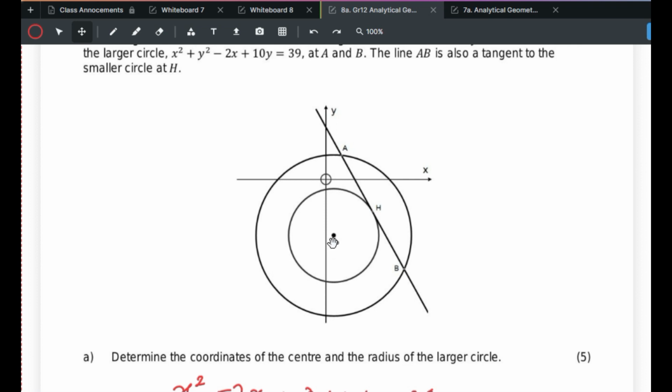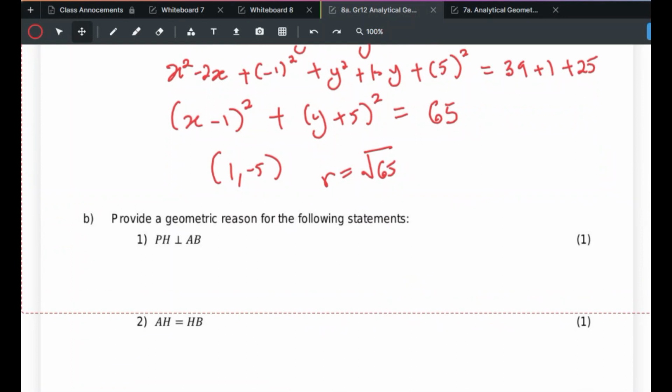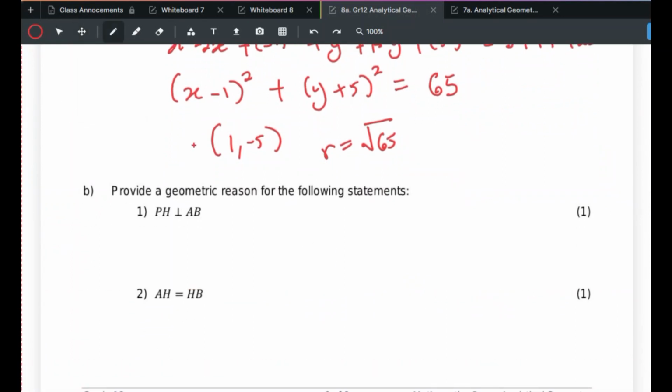So they say to show why PH is perpendicular to AB, I'm guessing, right? So why is it perpendicular? Radius. Exactly. Tangent radius.